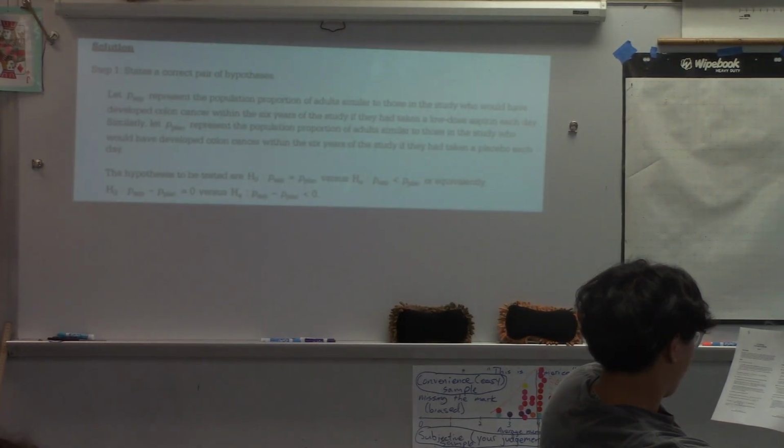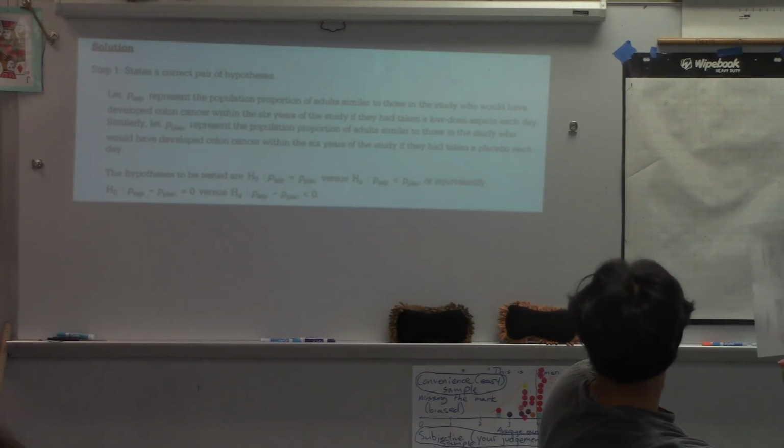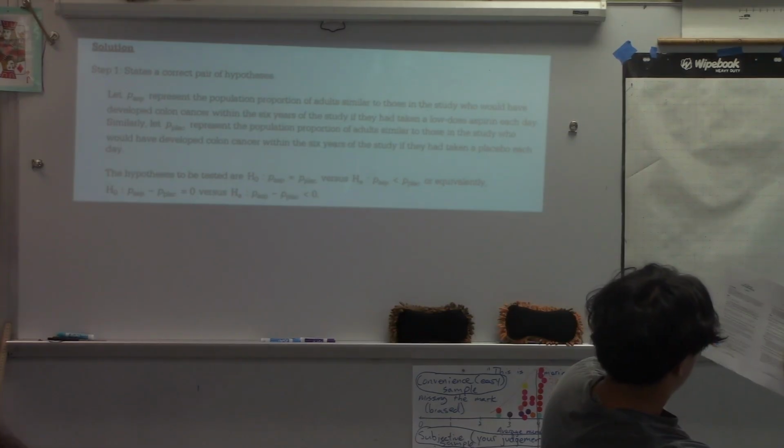Notice they define the parameters first, and then out of those parameters they talk about the null and the alternative hypothesis. I will say this. I think we've been writing it as the P aspirin minus P placebo, and then talking about that and defining it. I actually do prefer this method. It makes more sense to do P aspirin represents the population proportion of adults similar to those in the study who would have developed colon cancer within the 6 years if they had taken a low dose of aspirin each year, which is a lot, but that is directly from the language of the problem. A couple of details I need y'all to pay attention to, and then P placebo for the placebo there.